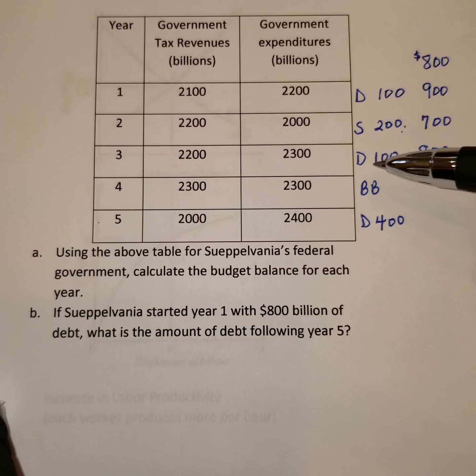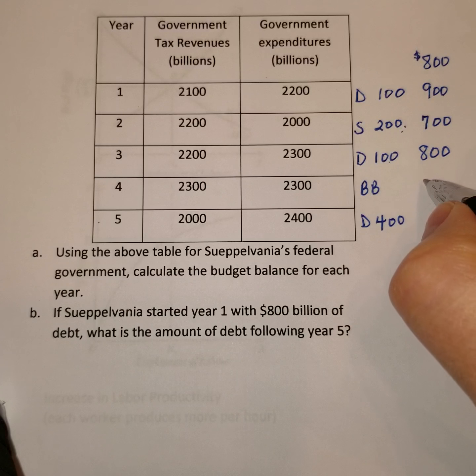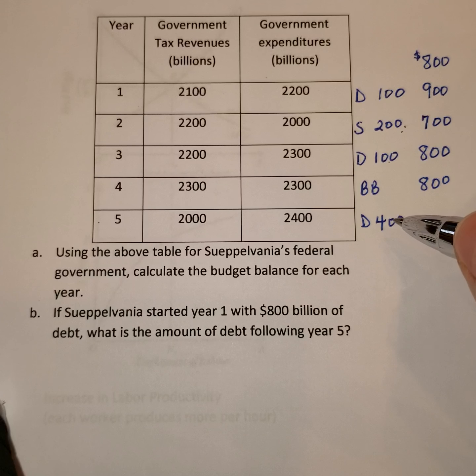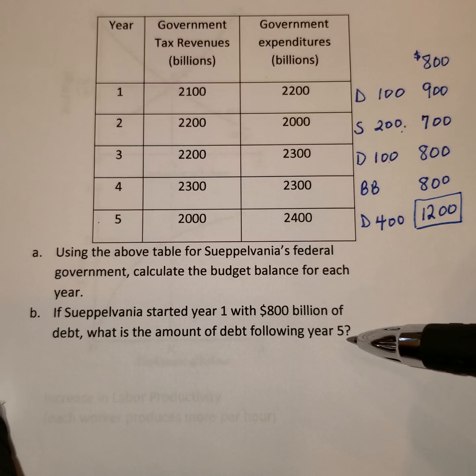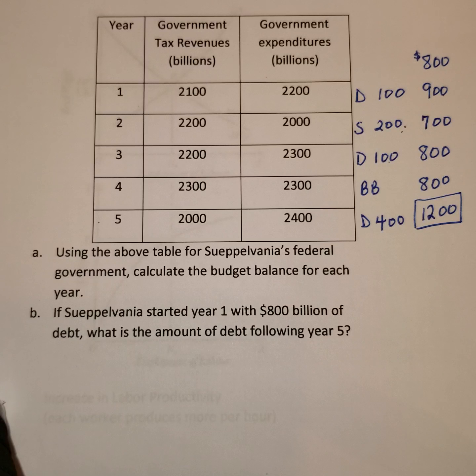Now a balanced budget says we spent exactly what we brought in, so that's not going to change the debt at all. And then the last year we have a deficit of 400. We have to add that to the existing debt. So 400 plus 800 is 1,200. So at the end of year five, we're going to have debt of 1,200.